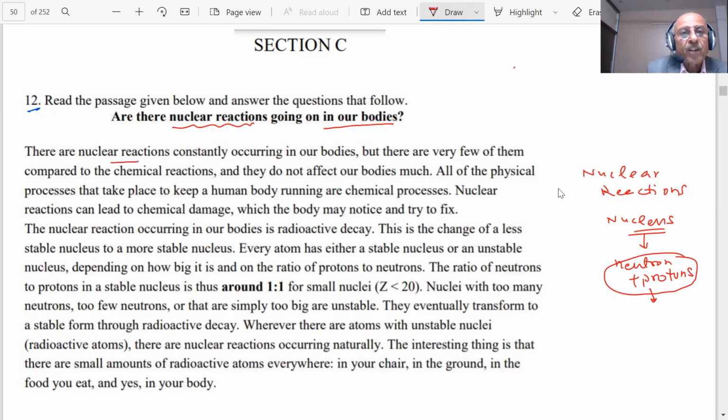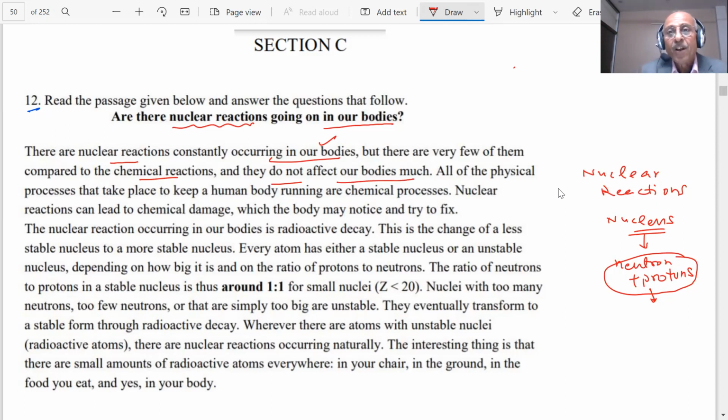There are nuclear reactions constantly occurring in our bodies. Are you aware of this? Chemical reactions, you are aware, when you eat your food, metabolism reactions take place, digestion of the food, glucose gets oxidized to carbon dioxide and water, and energy is produced. In the cells of the body, you already know, you are made up of trillions of cells, there are chemical reactions taking place. But did you know that there are nuclear reactions occurring in your bodies too, but very few of them compared to chemical reactions? They do not affect our bodies much. If the nuclear reactions affected our bodies, what would happen?